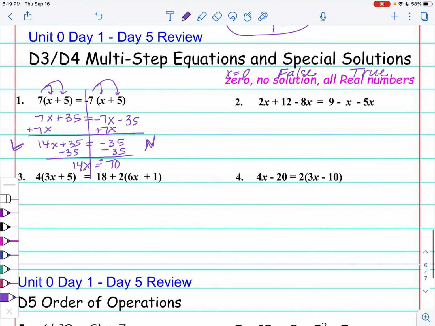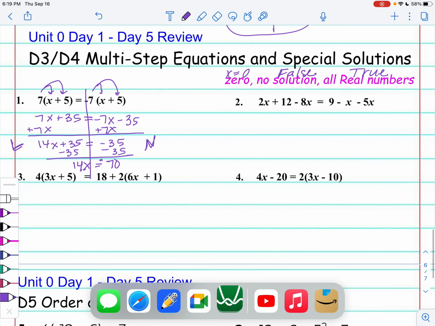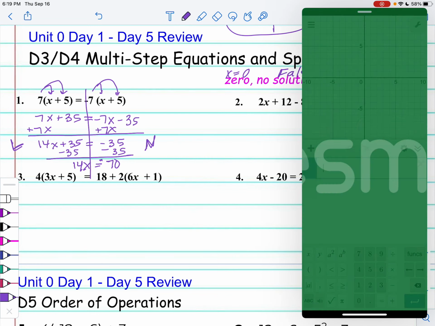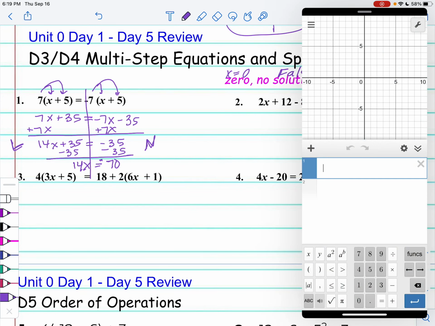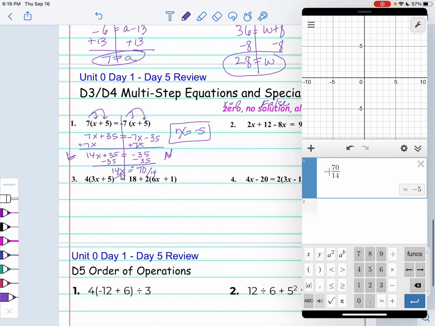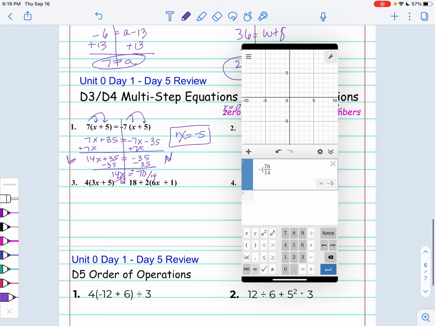Trying to get my calculator up here. Because now I need to do 70 divided by 14. Forgot my negative up here. Okay. Divide by 14. I'm running into the next problem, so I got x equals negative 5. Okay, that's an answer, and that's an okay answer. Move this calculator away.